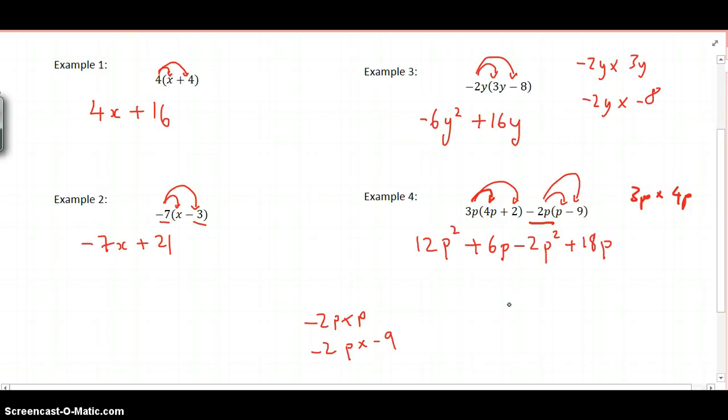One particular reason why we're not finished is because we have like terms. These two terms are like terms, and these two terms right here are like terms as well. Now keep in mind we can't add the p squared and the p, but we can add the p's with the other p's here. So if we find out a final result, what is 12p squared take away 2p squared, which gives us a total of 10p squared. And what is 6p plus 18p? That is 24p. And that is our final answer.